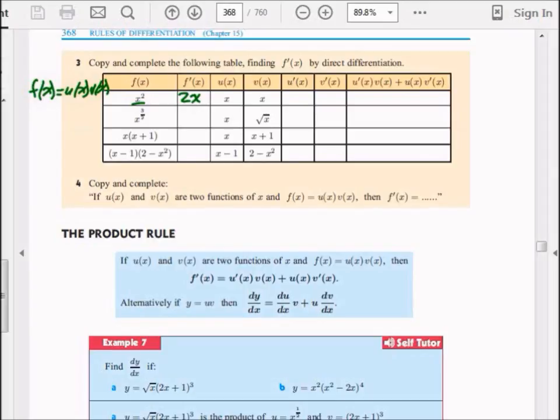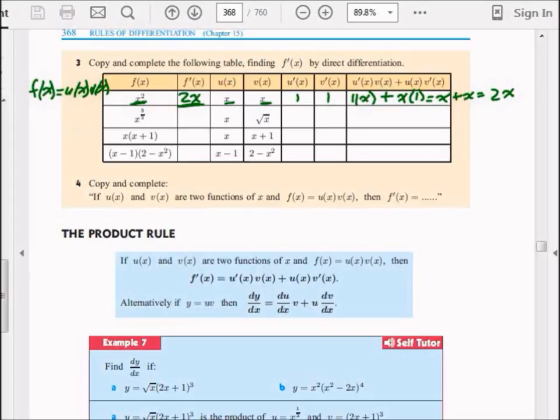So that would be x times x, which is our x squared over here. Derivative of u is 1, derivative of v is 1. Now let's do what they're asking here. Derivative of u, which is 1, multiplied by v, which is x, plus u, which was x, multiplied by the derivative of v. Now notice that this equals x plus x, which equals 2x. And that does equal the derivative that's over here. Okay, so we may be coming up with a rule here.